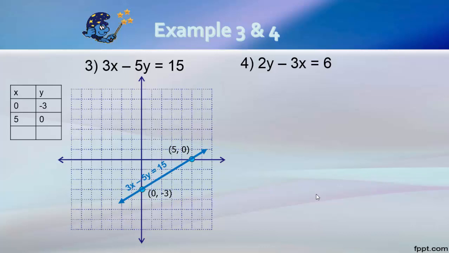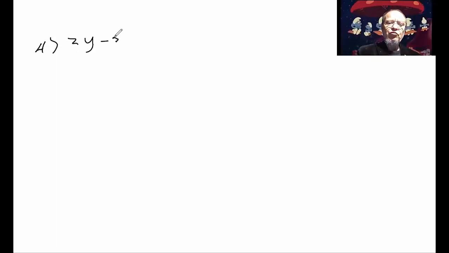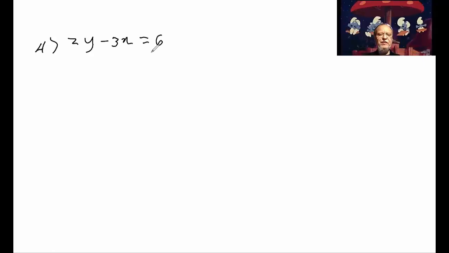In example number 4, we're asked to graph the line 2y minus 3x is equal to 6. So let us go over to the whiteboard and work this out. In example number 4, we are given the equation 2y minus 3x is equal to 6, and we want to graph this.